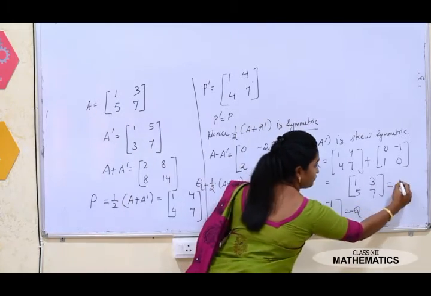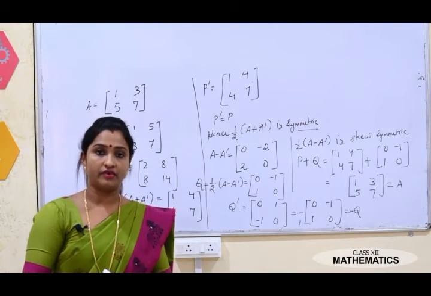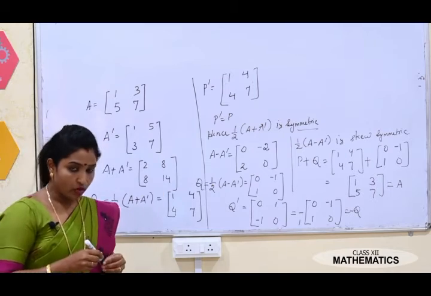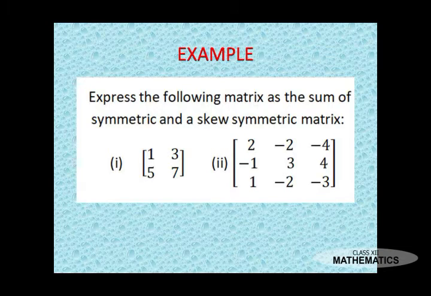Okay, so finally you have expressed the matrix 1 3 5 7 as the sum of a symmetric and a skew symmetric matrix. We'll do one more question which is a 3 by 3 matrix. You will get a little more clarity when we solve that question. Next question is a 3 by 3 matrix.